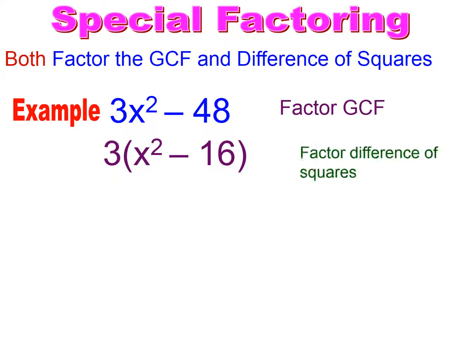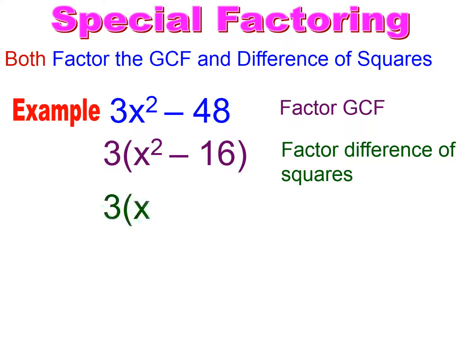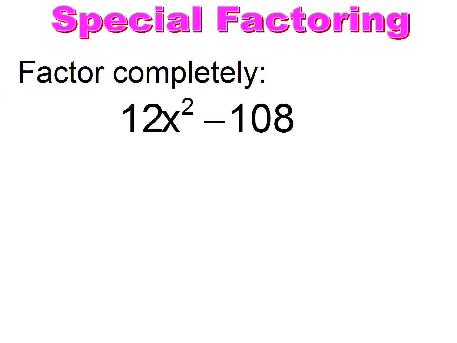Now be really careful, because when you factor it, you have to make sure that that GCF is in your answer, attached to the first parentheses. So we end up with 3 parentheses x plus 4 parentheses x minus 4. Pause and try.